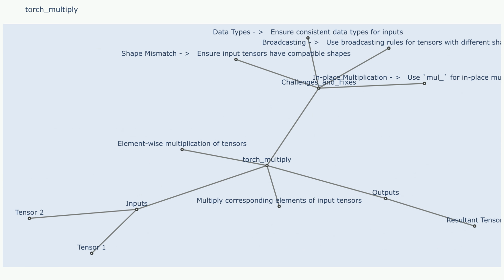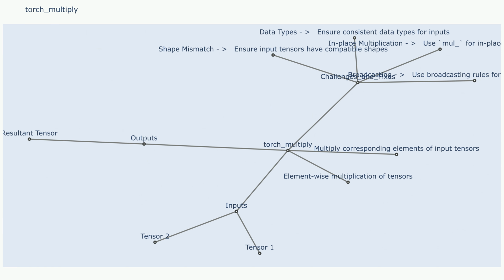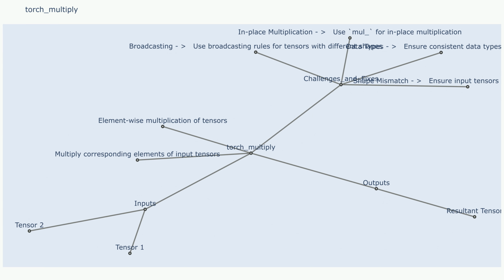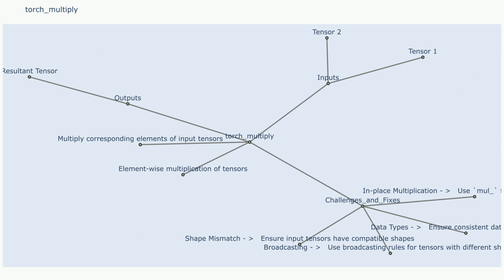Challenge 2: data types of input tensors are incompatible. Sample use case that resulted in challenge 2: multiplying a tensor of type float with a tensor of type int. Fixes to challenge 2: ensure that the data types of the input tensors are compatible. This can be done by converting one or both tensors to the same data type before multiplication, using the appropriate function for the desired data type conversion, e.g., torch.float, torch.int, etc.